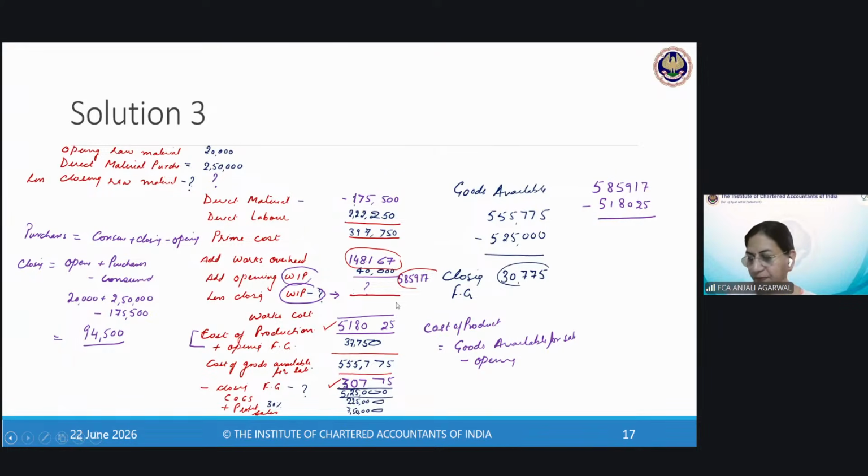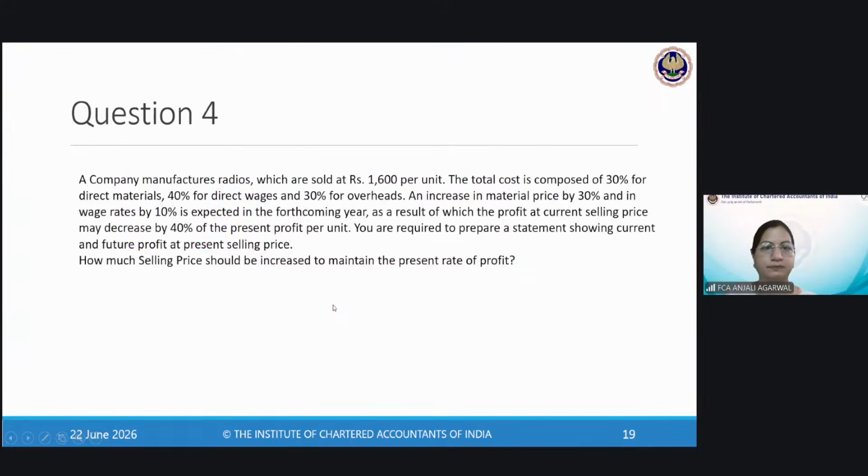Is it clear? Let us take up one more question. This is again of a different type.